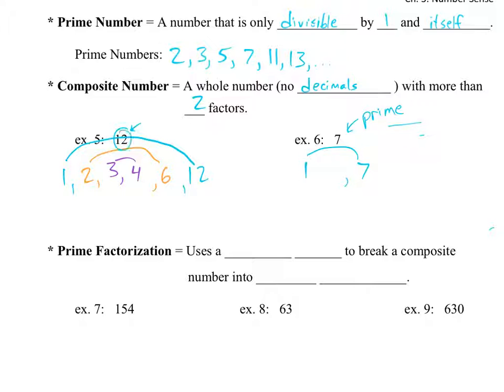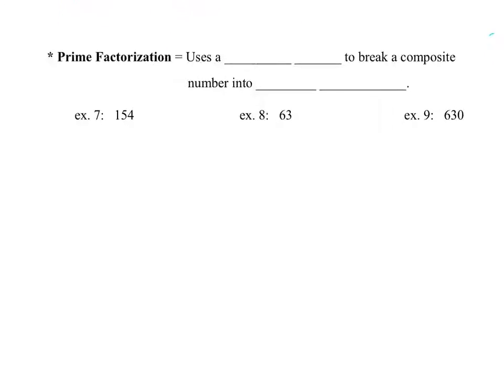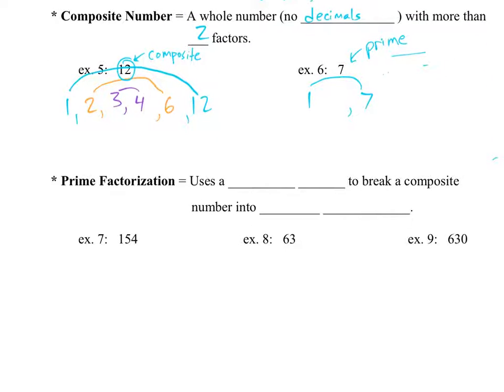12 then, kind of covered it up, but 12 is composite because it has more than 2. In this case, it has 6. So we hit that. Now we're down to kind of our last thing in here. Our last thing looks at how could you take a number and break it up into just what prime numbers times each other give us that number.